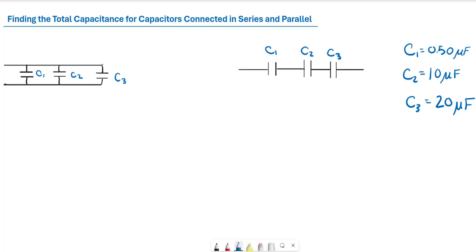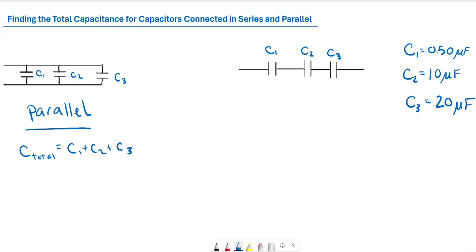So for this first circuit here, we have three capacitors connected in parallel. And in order to find the total capacitance for this circuit, we just need to add C1, C2, and C3 together. So this is pretty easy for a parallel circuit. We just have C1 plus C2 plus C3.